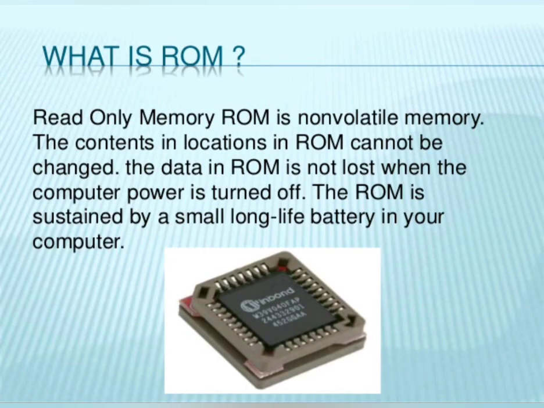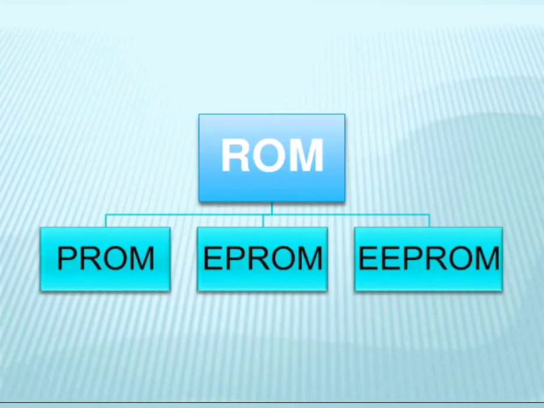What is ROM? Read-only memory is a non-volatile memory. The contents in a location in ROM cannot be changed. The data in ROM is not lost when the computer power is turned off. The ROM is sustained by a small long life battery in your computer. See the types: ROM is divided into PROM, EPROM, and EEPROM.